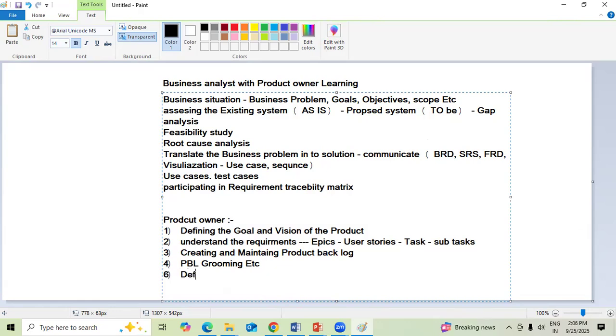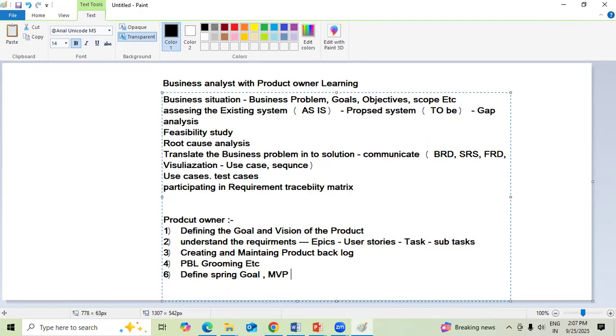Next, we need to define the sprint goal. Whatever the sprint goal that we have, defining the sprint goal. So these are the major responsibilities we have to do as a product owner. Along with this, because we have MVP as well, minimum viable product has to be initiated. So MVP ideation. This is all something as a product owner we must be well versed with. So when we are translating from BA to product owner, these are the skill sets that we should acquire.